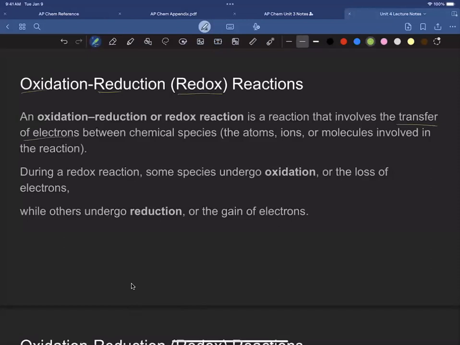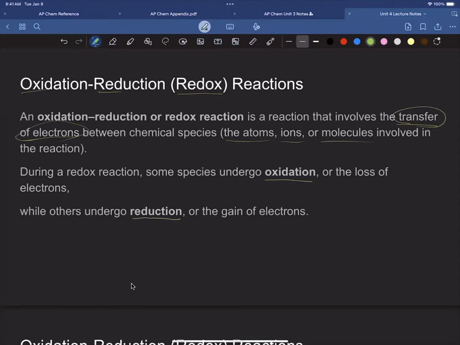That's the key, between chemical species. Chemical species would be atoms, ions, or molecules involved in the reaction. All right, so it's about transfer of electrons. So during a redox reaction, some species undergo oxidation, or the loss of electrons, while others undergo reduction, or gain of electrons.